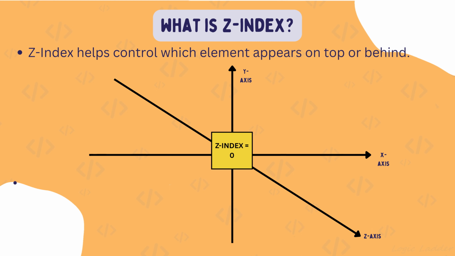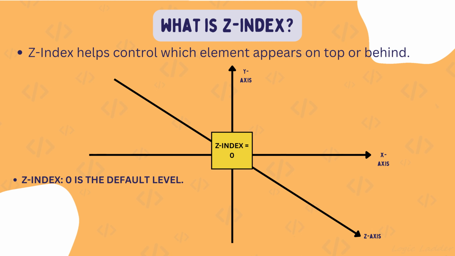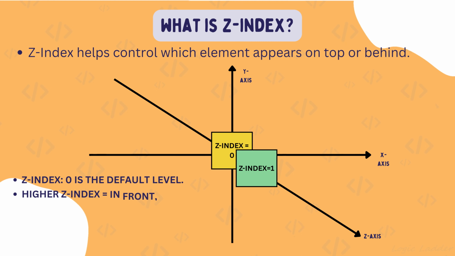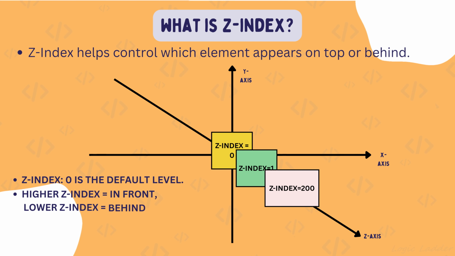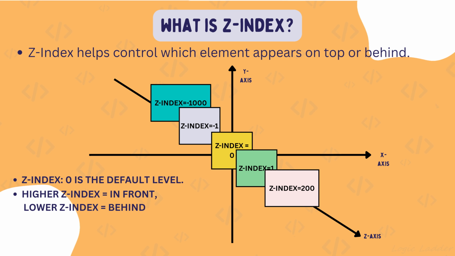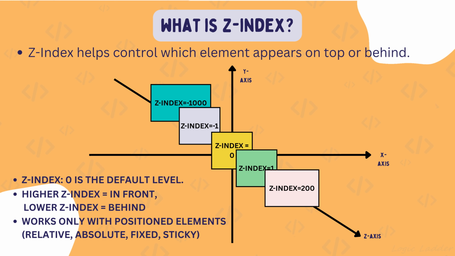The default z-index is 0. If you want something to appear in front, just give it a higher z-index. And if you want it to stay behind, give it a lower one, like -1 or 1 compared to others. Just remember, z-index only works on elements that have position set. So don't forget that part.